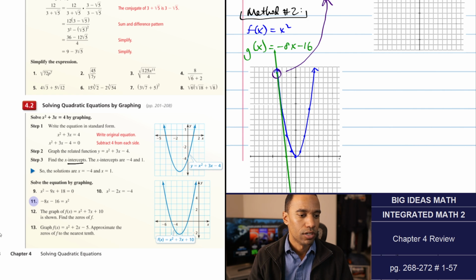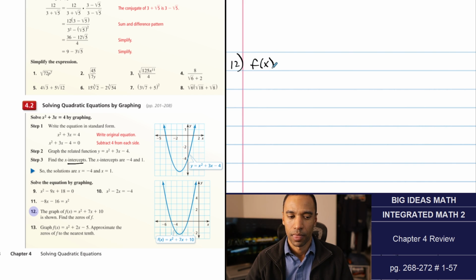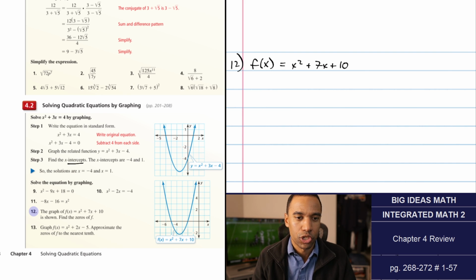Okay, number 12. The graph of f of x equals x squared plus 7x plus 10 is shown. Find the zeros of f. Just write f of x equals x squared plus 7x plus 10. Now this also factors, but they're showing it right here. I'm just going to go ahead and highlight them. Find the zeros. You're finding where they cross the x-axis. There and there. That's it.